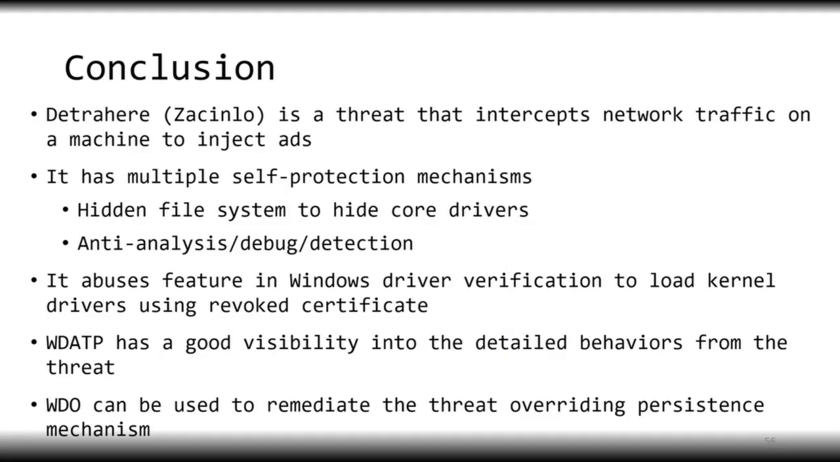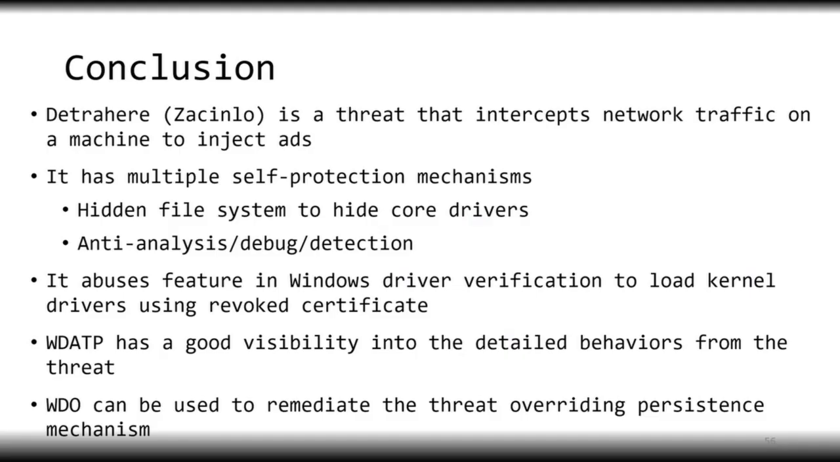And the conclusion. This threat, Detrahere or Jacquino, is a threat that intercepts network traffic on a machine to inject ads. That is the core effect. But it has multiple self-protection mechanisms, like the hidden file system, anti-analysis, anti-debugging, anti-security, anti-recovery. So there are multiple very customized anti-security product and anti-analyst features.